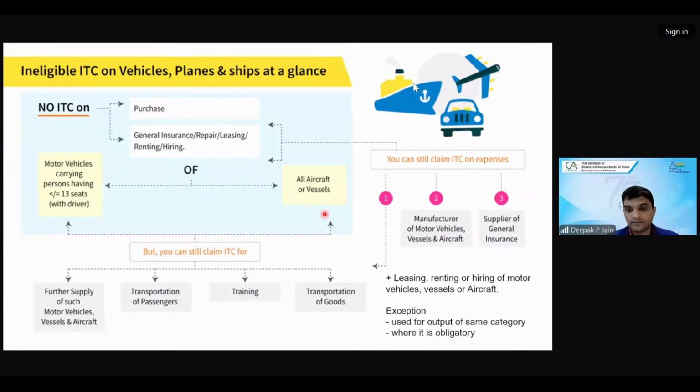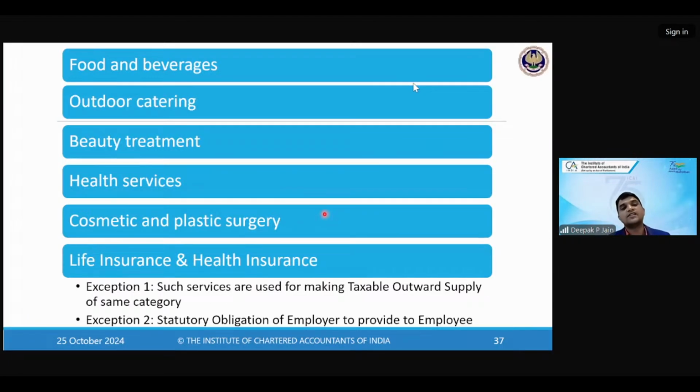Okay. Then the next kind of ineligibility is any kind of food expenses, food and beverages you're giving to the employees. You give it to your employees, you give it to the clients, you give it to anybody. Food and beverages credit is not available. Okay. On food and beverages, the GST also is minimal. The GST on food and beverages is only 5%.